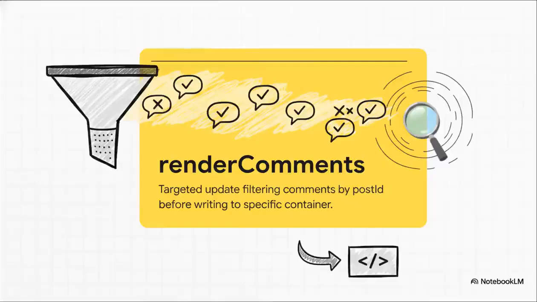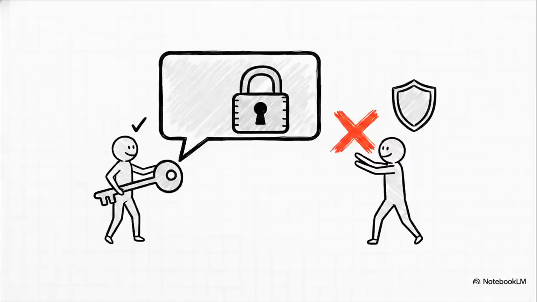And this brilliantly illustrates a core concept of efficient front-end design. Take a close look at the renderComments function signature. Notice it takes a specific post ID as an argument. Why? Well, because instead of lazily re-rendering the entire page every single time a comment is added, which would be a pretty terrible user experience, this does a targeted UI update. It filters the global comments array to find only the comments matching that specific post ID, and then isolates its update to just that one container's inner HTML. It is incredibly efficient.